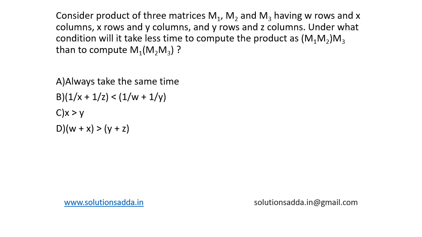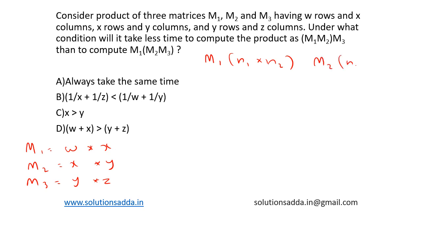This is a previous ISRO question. Consider the product of three matrices M1, M2, and M3, where the dimensions of M1 are W rows and X columns, M2 is X rows and Y columns, and M3 has Y rows and Z columns. The basic criteria for matrix multiplication is as follows. Suppose the M1 matrix has N1 rows and N2 columns, and the M2 matrix has N2 rows and N3 columns.